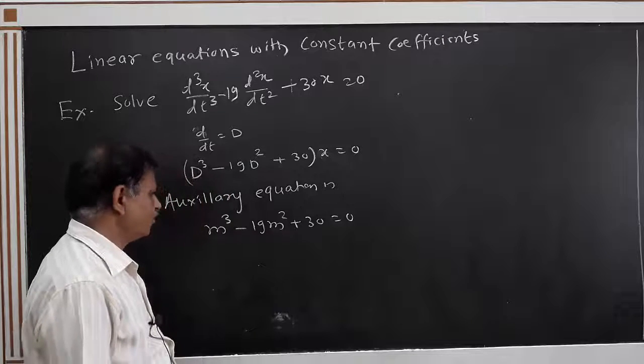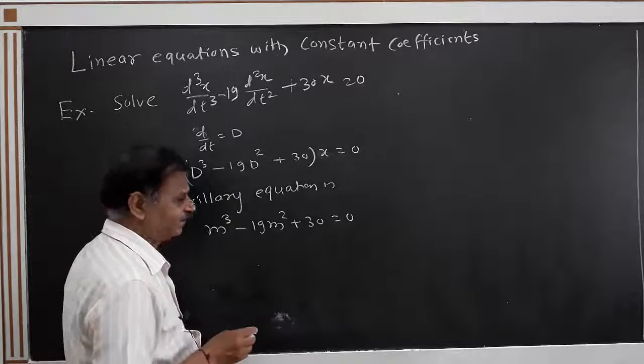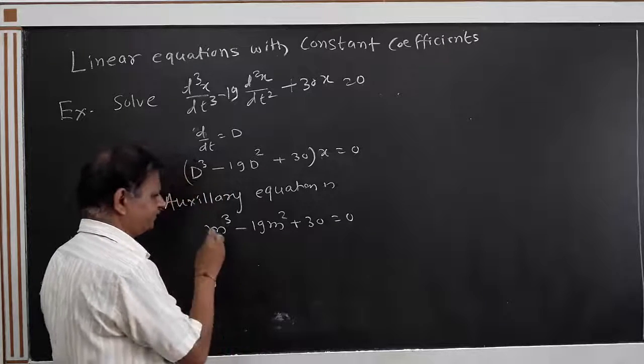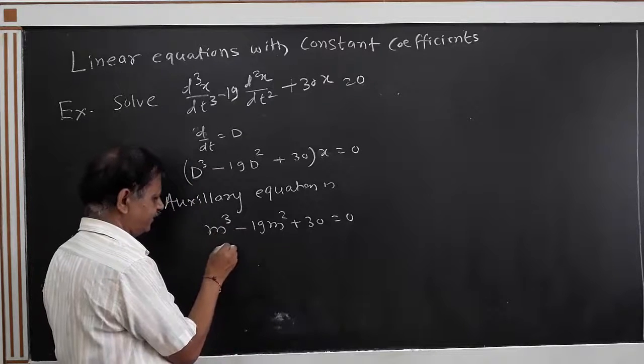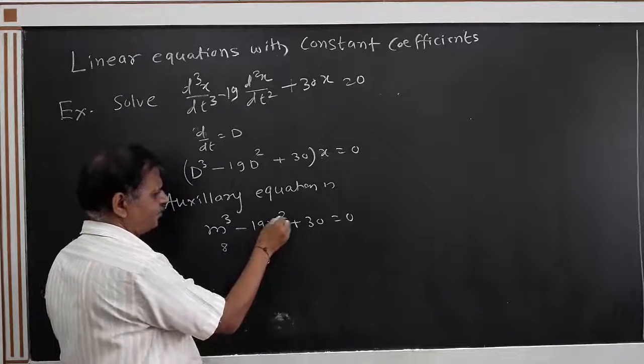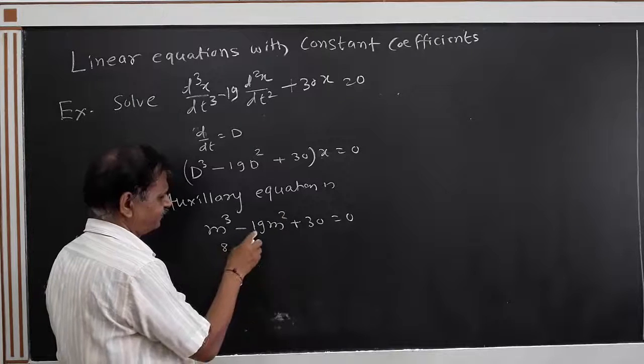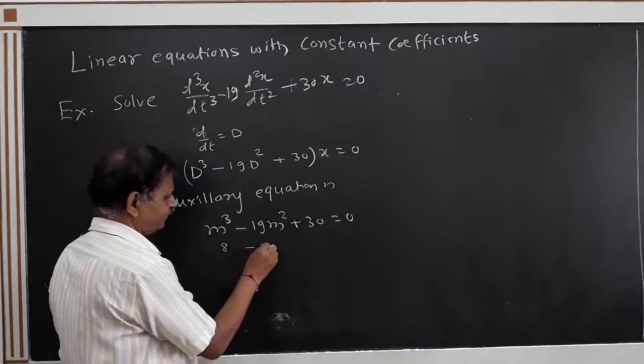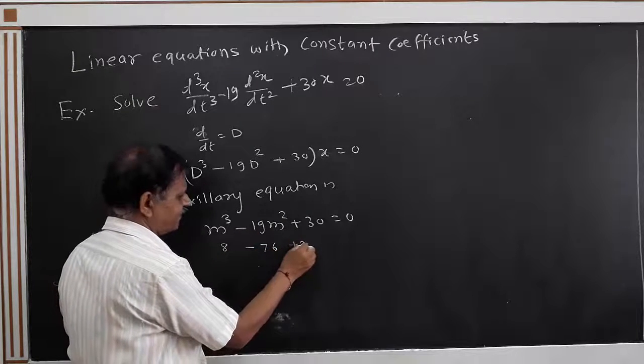If I put m equal to 1, it will never become 0. For m equal to 2, 2 cube 8, 2 square 4, 76 and 30.